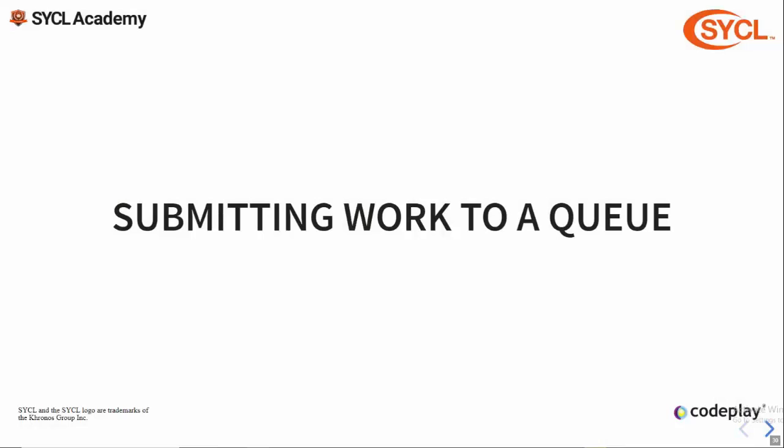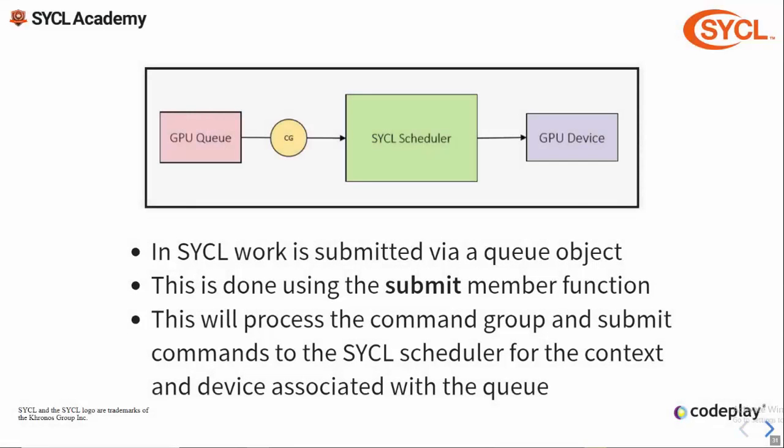So now that we have a queue, how do we submit work to it? In SYCL, all work is submitted to a queue. This is done by using the submit member function. This will process a command group and submit commands to the SYCL scheduler for the context and device associated with that queue. So here we submit a command group to the GPU queue where it is then processed and submitted to the scheduler. Then once the scheduler decides to execute those commands, they are then enqueued to the target device.